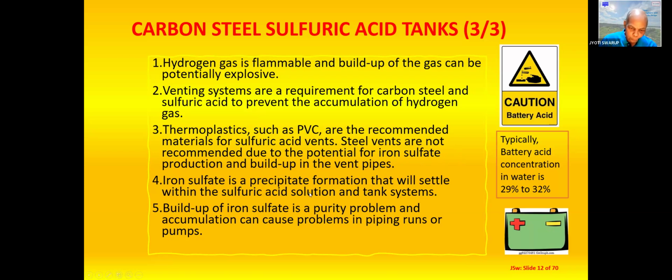Iron sulfate is a precipitate that will settle within the sulfuric acid solution in the tank system, and its buildup is a purity problem. Accumulation can cause problems in piping runs or pumps. Accumulation also introduces impurity into the sulfuric acid, and if a higher quality of sulfuric acid is required, then carbon steel is not a suitable material for the application. We then have to use other materials like HDPE, FRP or stainless steel.